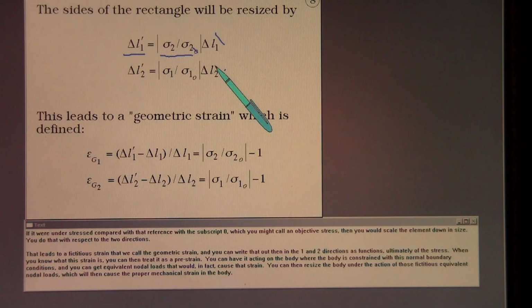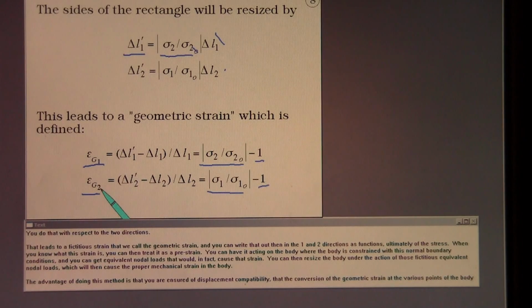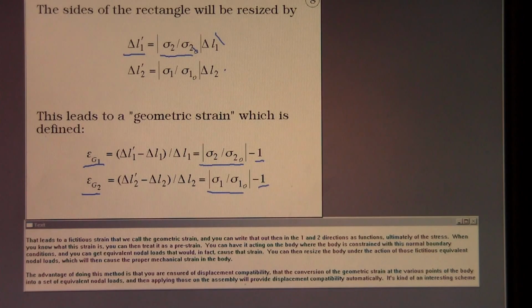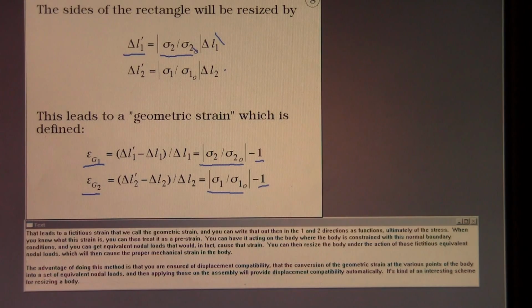Now that leads to a fictitious strain that we called a geometric strain, and you can write that out in the 1 and 2 directions as functions ultimately of the stress. So when you know what this strain is, you can then treat it as a pre-strain. You can have it acting on the body where the body is constrained with its normal boundary conditions, and you can get equivalent nodal loads that would in fact cause that strain. You can then resize the body under the action of those fictitious equivalent nodal loads, which will then cause the proper mechanical strain in the body.